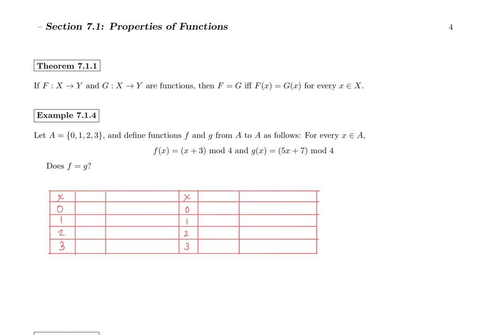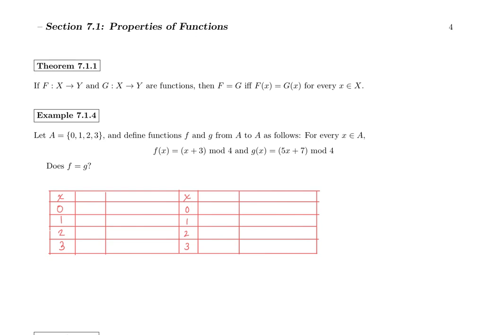At the end of section 7.1, we're going to look at theorem 7.1.1, which says if f is a function that maps x to y, and g is a different function that maps x to y, then f equals g if and only if f of x equals g of x for every element in x. So we're going to test that out with 2 different examples.